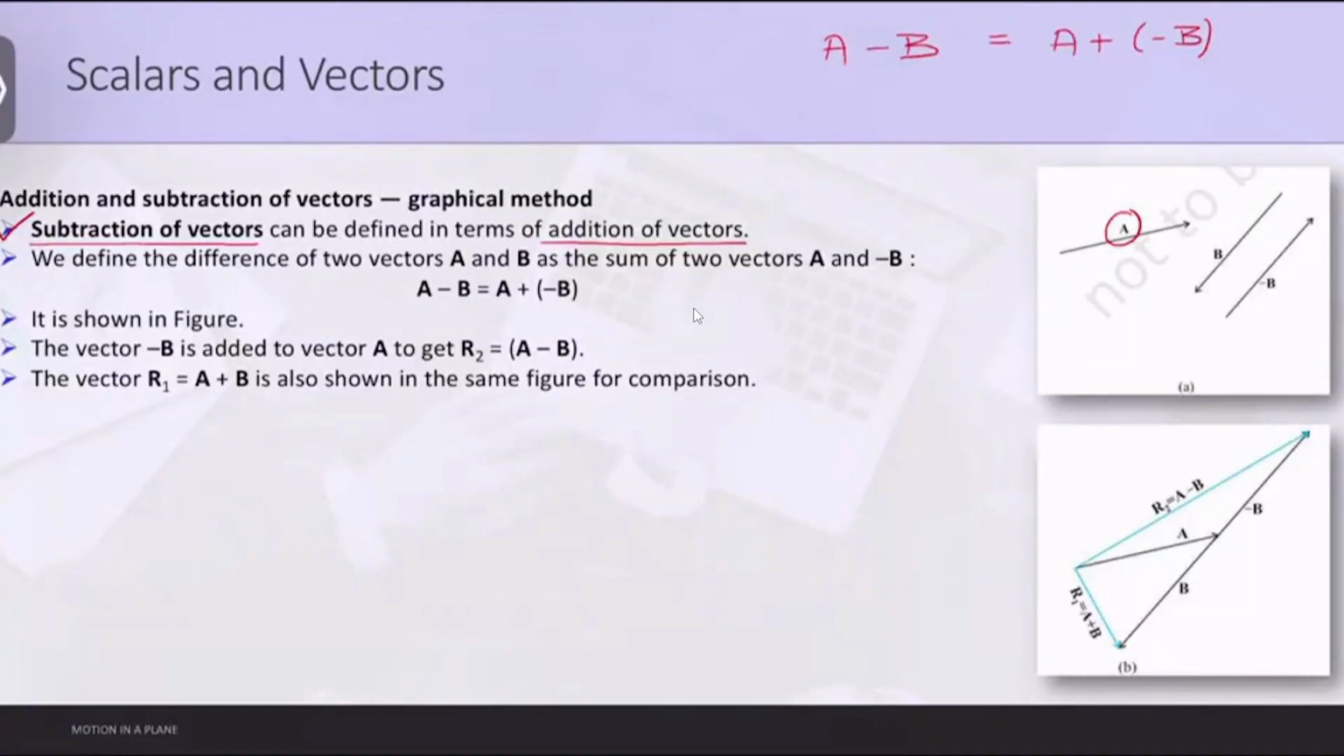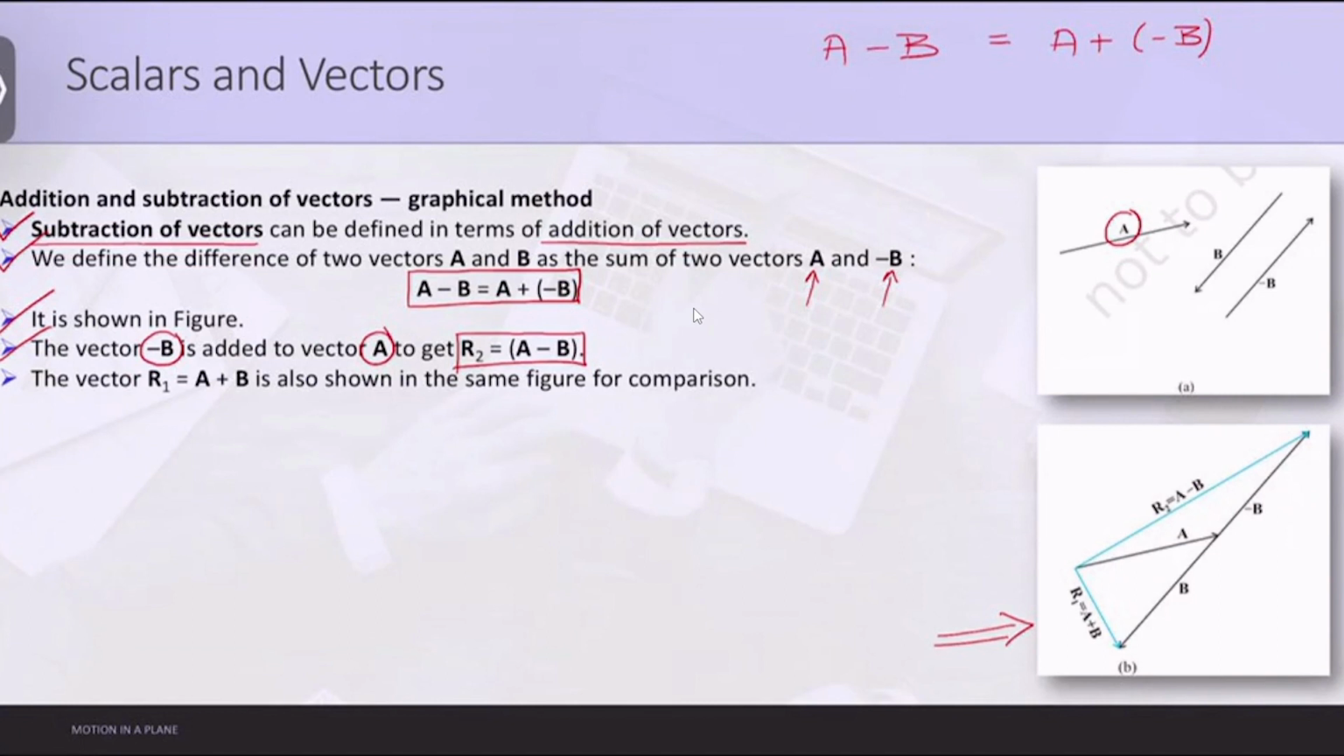Fine. Okay, so now let us read whatever is written here. So we define the difference of two vectors A and B as the sum of vector A and minus B. Therefore, A minus B is nothing but equal to A plus minus B. Okay, it is shown in the figure. The vector minus B is added to the vector A, so that we get R2, which is equal to A minus B. Okay, so you can explain, please refer to the figure B here.